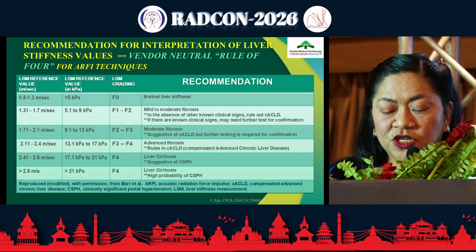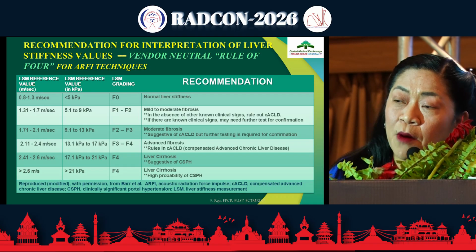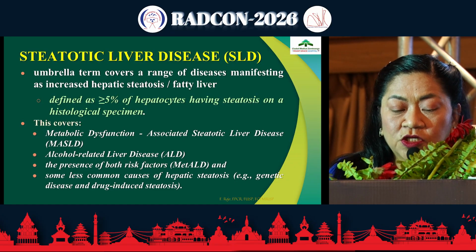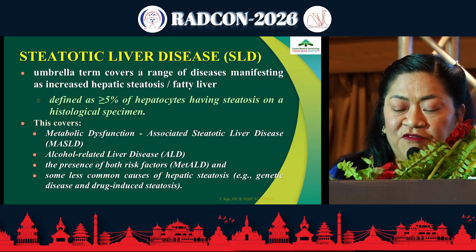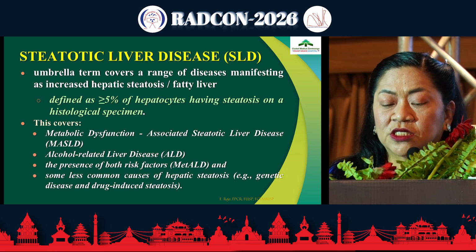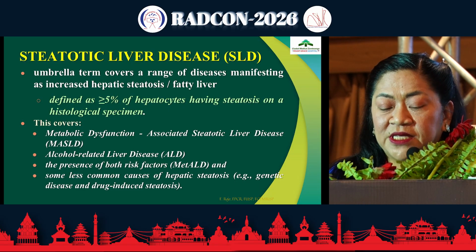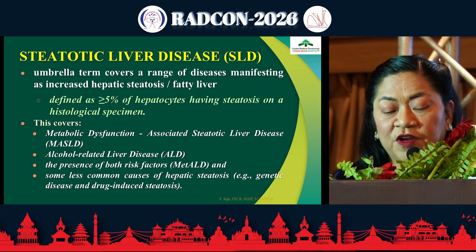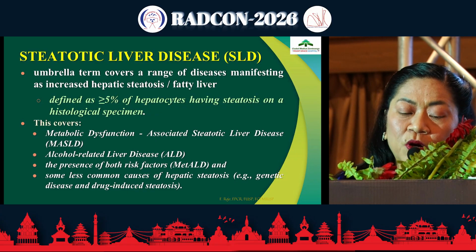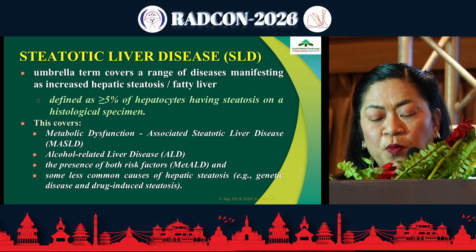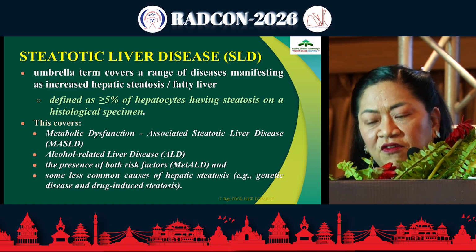Okay, again, I just mentioned that. That's the same. So whatever number you got during your ultrasound, if you say, I got a 1.7, then I'm going to say there's moderate fibrosis, suggestive of compensated advanced chronic liver disease, but needs further testing. But if you mention a 2.1, then you can say liver cirrhosis.